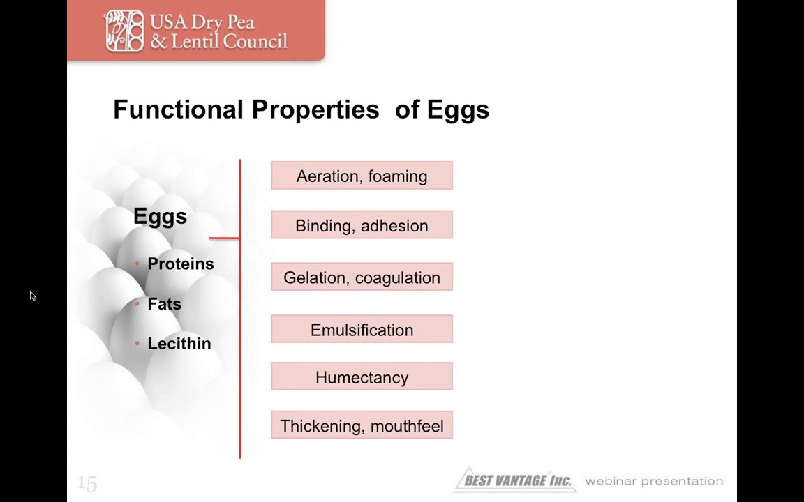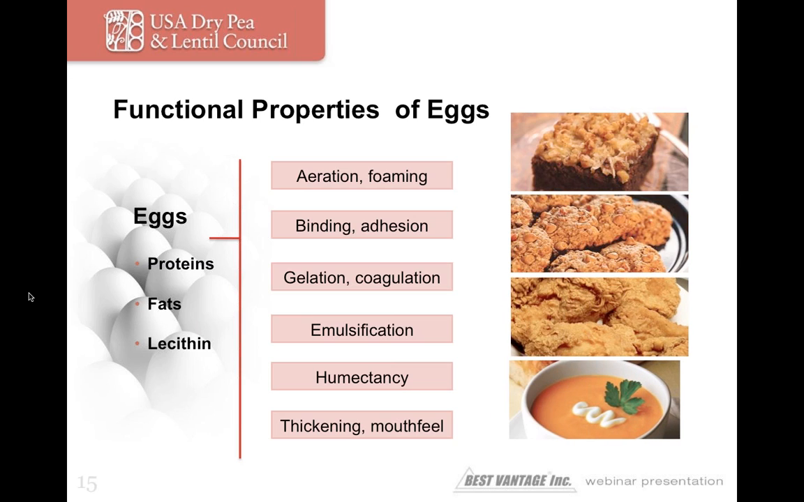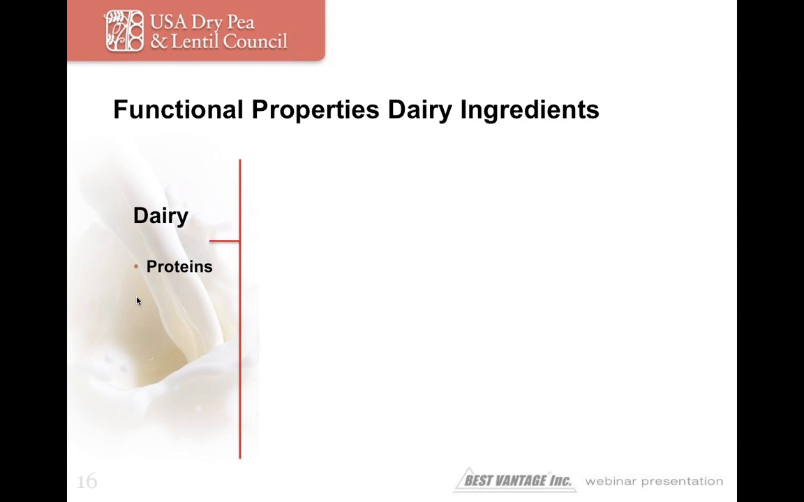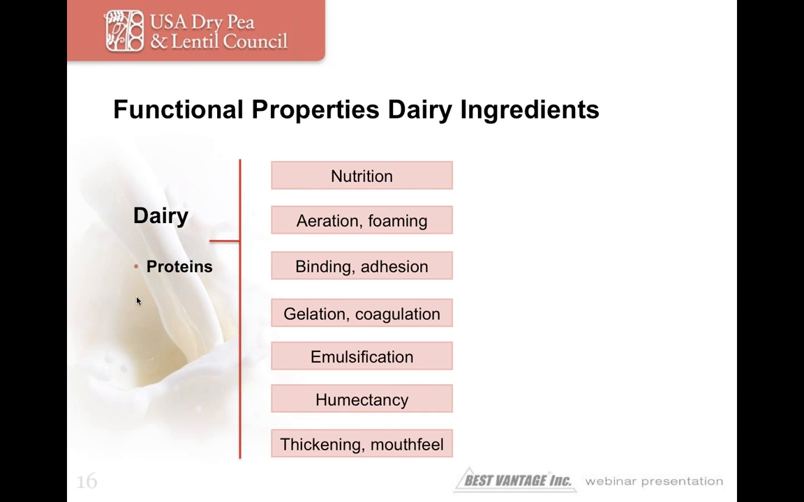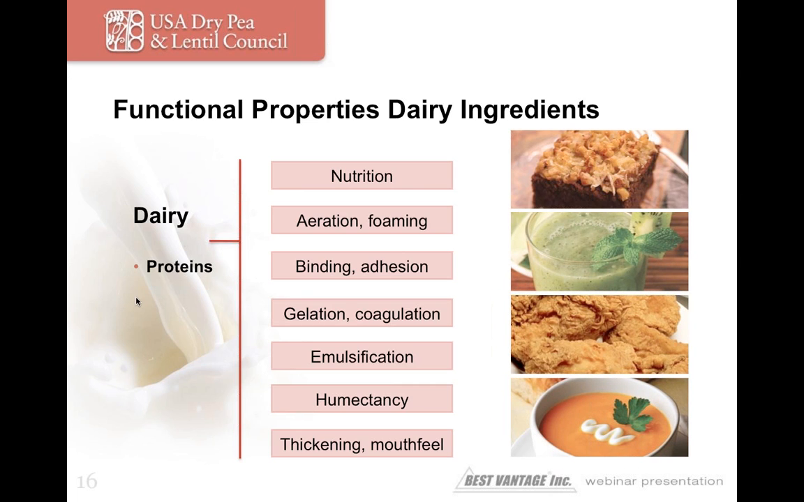Now, looking at functional properties of eggs that we have to be able to duplicate in using pulse ingredients, eggs provide aeration and foaming, binding and adhesion, gelation and coagulation, emulsification, humectancy, thickening, and mouthfeel for a wide variety of products, ranging from bakery products to fried, battered products to liquid products such as soups and dressings. Similarly, for dairy protein ingredients, nutrition is a big factor, certainly in the fitness area, but they also provide aeration and foaming, binding and adhesion, gelation, coagulation, emulsification, all the same properties pretty much that are available in using eggs.